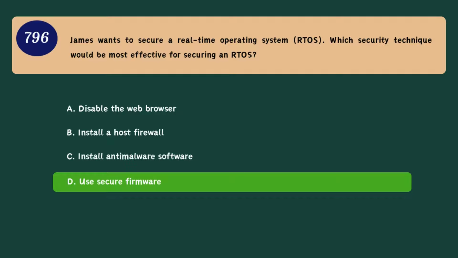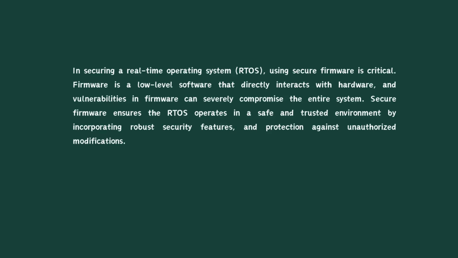Correct answer, D. Use secure firmware. In securing a real-time operating system, RTOS, using secure firmware is critical. Firmware is a low-level software that directly interacts with hardware, and vulnerabilities in firmware can severely compromise the entire system. Secure firmware ensures the RTOS operates in a safe and trusted environment by incorporating robust security features and protection against unauthorized modifications.